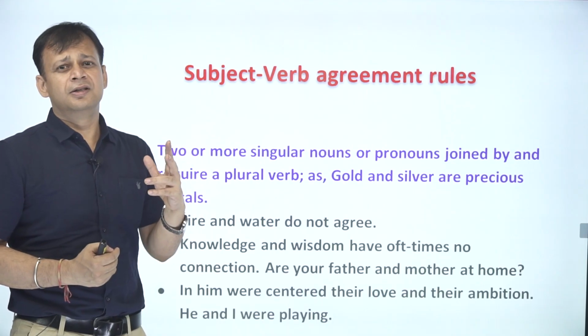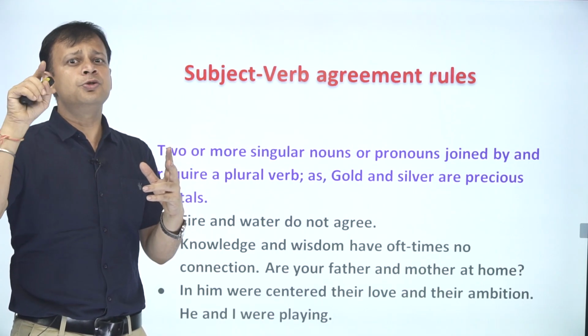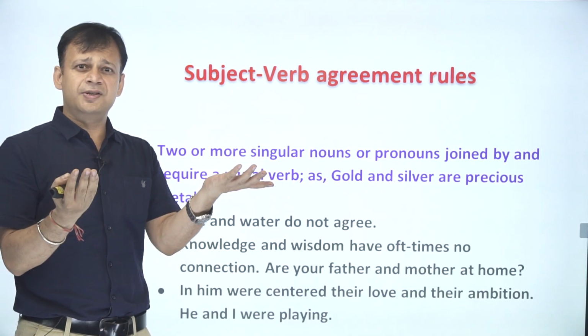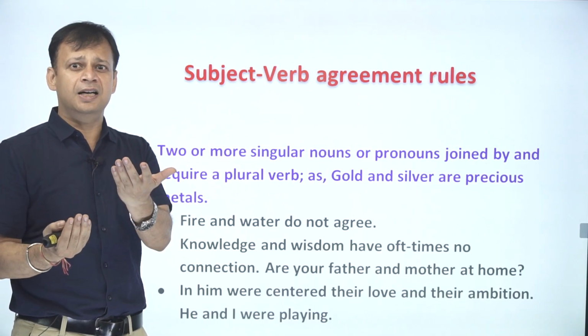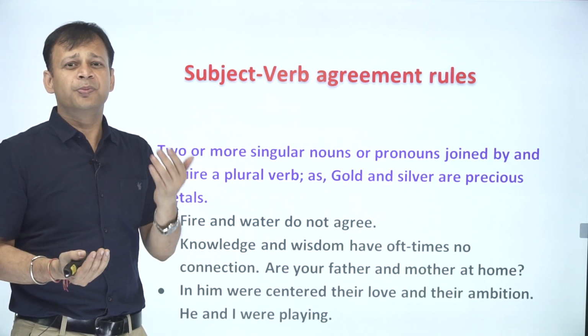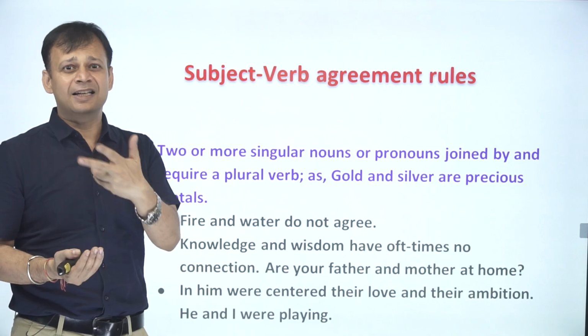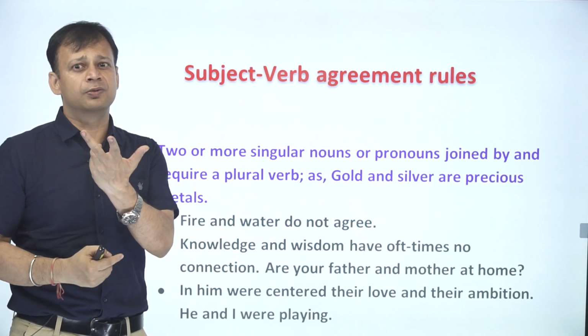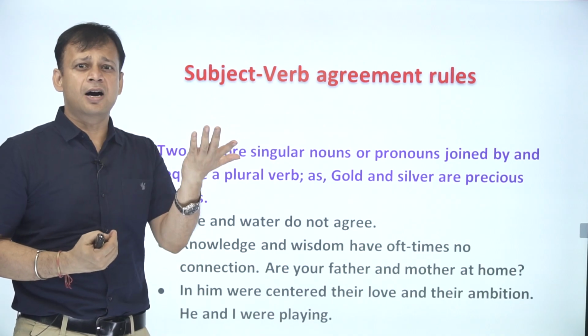Fire and water. So we can't use does, we should use do. Do is plural, fire and water two subjects. Knowledge and wisdom two subjects, have of times. We can't use has in this case. Have of times, no connection. Are your father and mother at home? So are your father and mother, there are two things over here. So that's why we have used are.